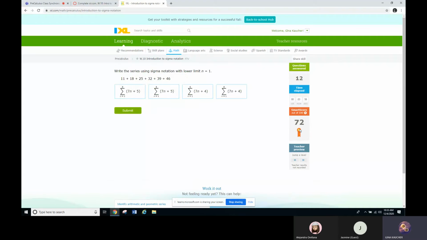Okay, so I'm already at 72, so you can definitely pass this one. Here your lower limit is 1. You have 1, 2, 3, 4, 5, 6 terms. This one is out because it says 8, that one says 8, so it's between these two. So just test it. When n is 1, 7 times 1 is 7, plus 4 is 11. Here when n is 1, 7 times 1 is 7, plus 5 is 12, so it has to be this one. Okay, so that's how you do them.